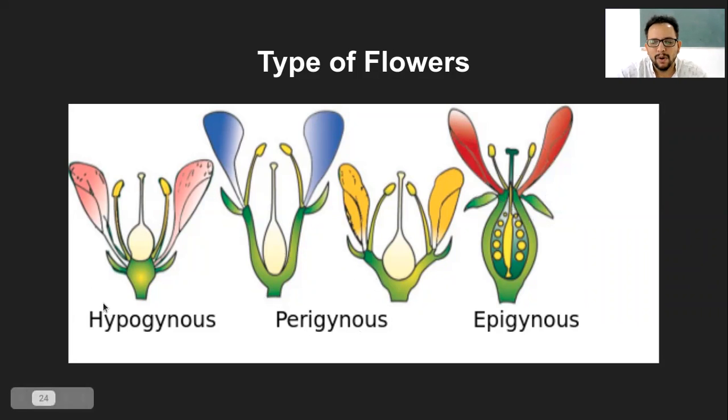Hypo means all the other floral parts arise below the ovary. Perigynous, along the periphery of the ovary, all the other floral parts will arise.